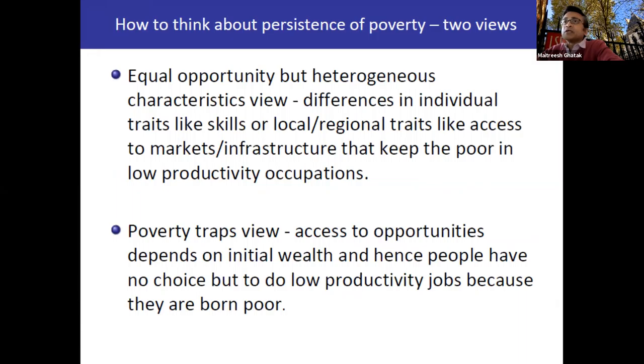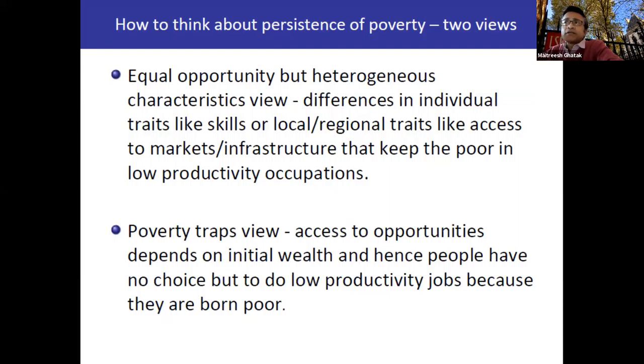So people may have differences in skills, and there may be differences in the organizations that they work in, whether it's agriculture or an informal sector enterprise, et cetera, or local regional traits, which have issues like access to markets and infrastructure, which keep productivity down, and that keeps people poor. That's a sort of heterogeneity-based view of poverty.